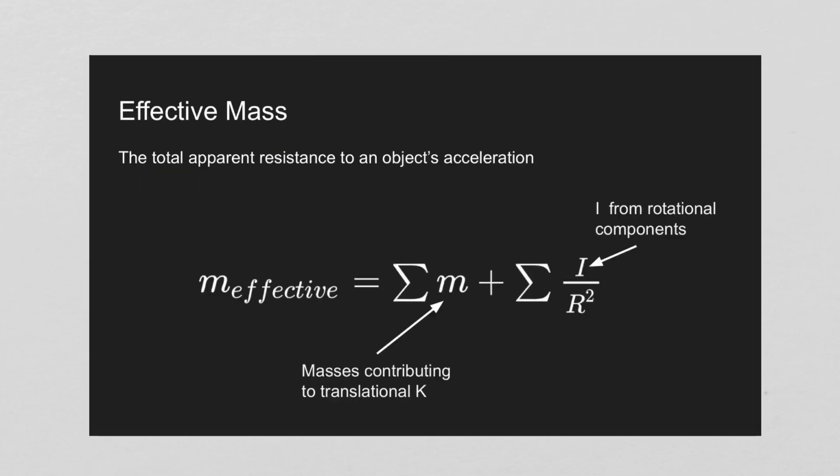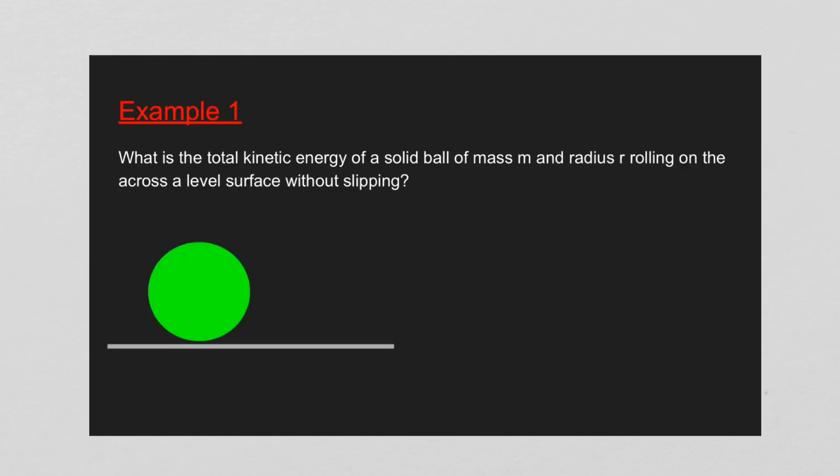And finally, this idea of effective mass. So now we've got two types of kinetic energy, and all we mean by effective mass is just the total resistance to an object's acceleration. It's in the denominator. It's a little clearer in an example, and we'll show you what that looks like here in a minute. And by minute, I mean now.